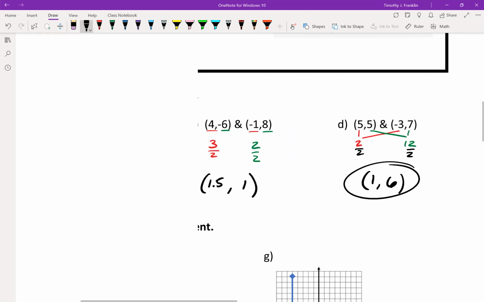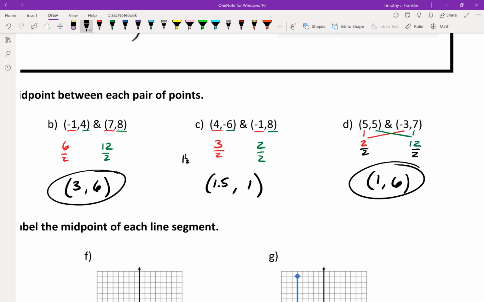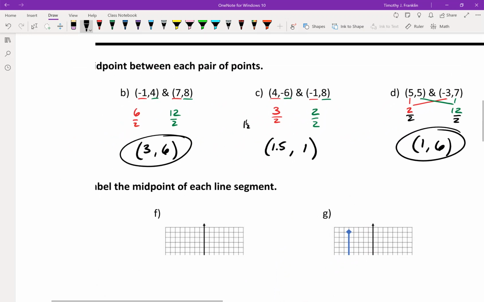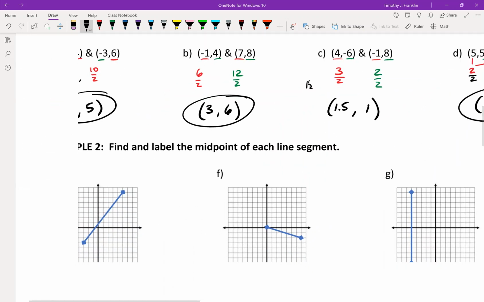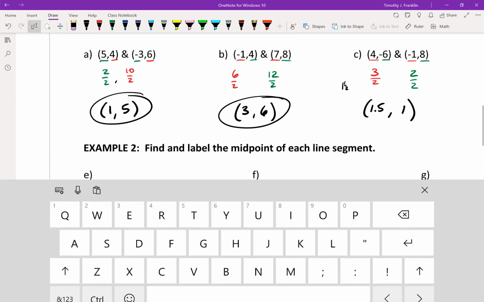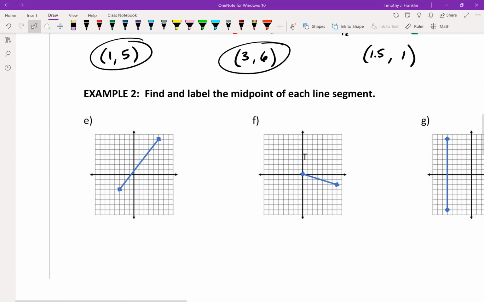Okay, so there is kind of just the mathematical way. Now, if you're given a picture, you still need to do it the same way. But it's nice because you can visually confirm the answer. So let's practice some where we have a graph.